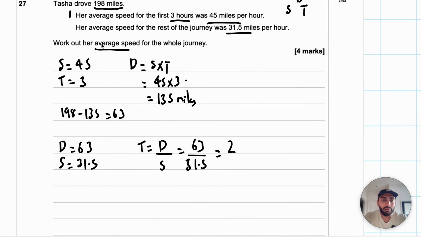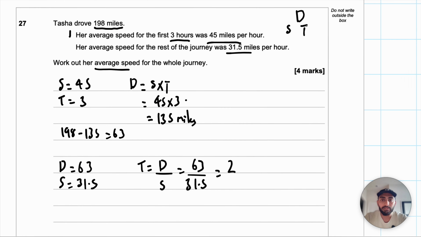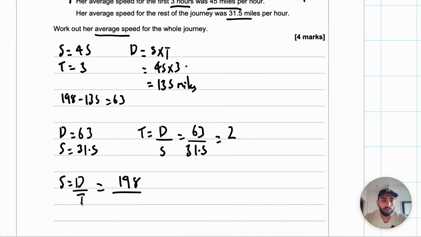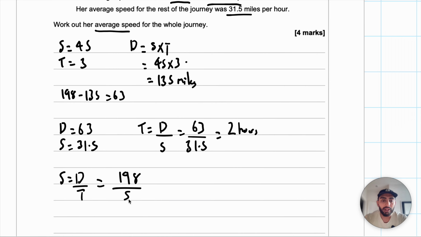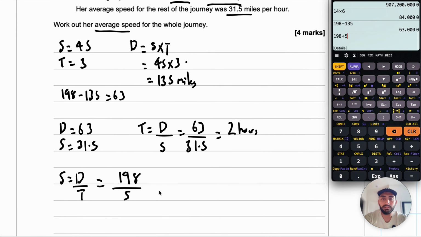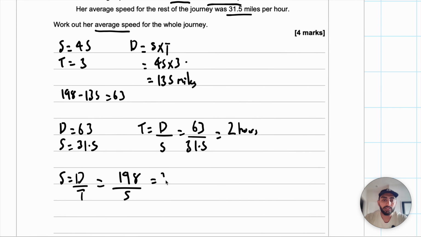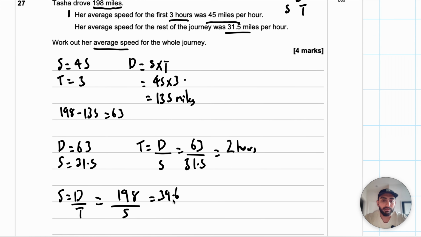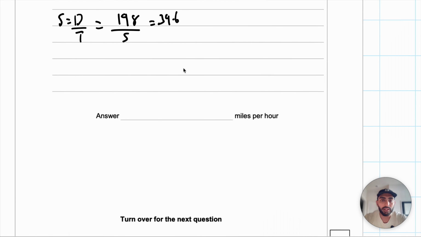I'm trying to find the average speed for the whole journey. So I need to find speed is equal to distance divided by the time. I need the total distance divided by the total time. The total distance given in the question is 198. And the total time, it was 2 hours plus 3 hours, so 5 hours altogether. So 198 divided by 5, which is 39.6. If I take a look at the speeds, it was 45 and 31.5, and it's somewhere between them, so that makes sense, 39.6 miles per hour.